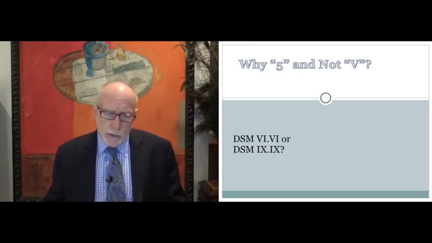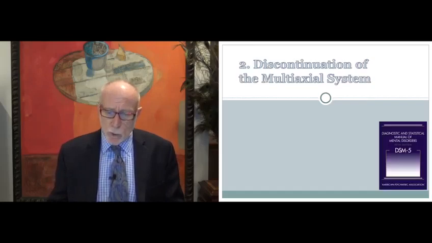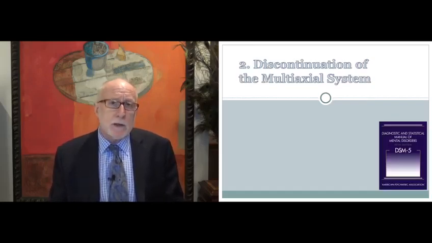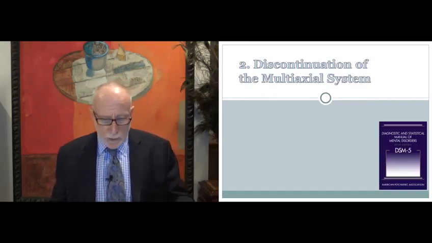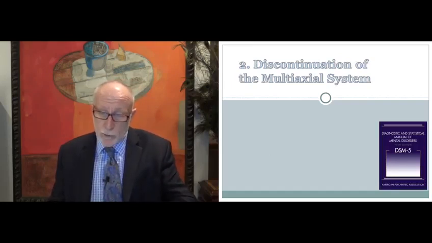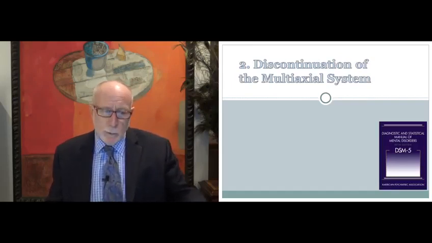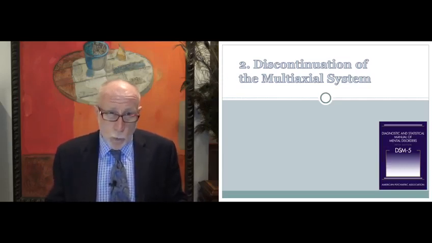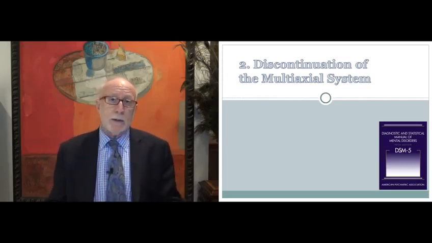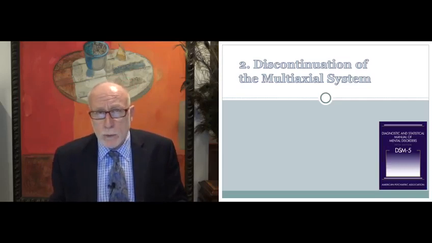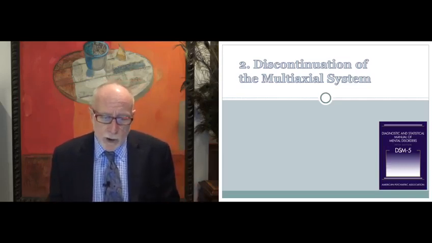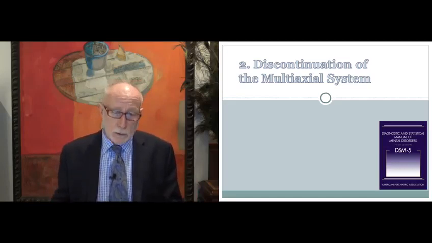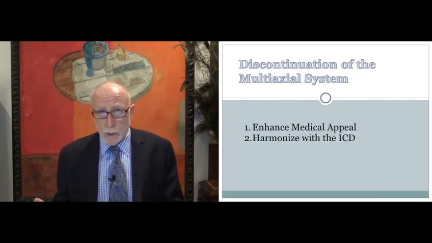The other thing, second thing I want to mention, is the discontinuation of the multi-axial system that the DSM-5 introduces. Well, why did it do away with the DSM's time-honored tradition of multi-axial diagnoses? Multi-axial diagnoses were introduced way back in DSM-3 in 1980, so they had 33 years of history with multi-axial diagnosis. Why do away with it in 5? Well, they did away with it for two reasons. Number one, and they're closely related reasons.